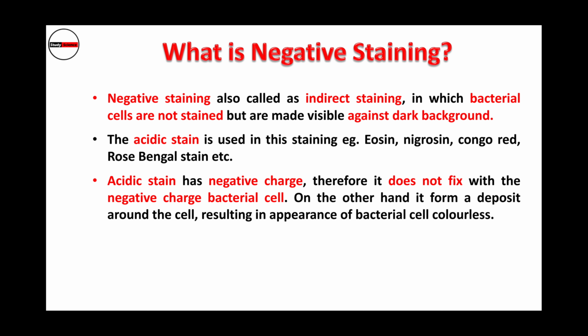These are all acidic stains. Acidic stain has a negative charge, therefore it does not fix with the negatively charged bacterial cell because negative repels each other. On the other hand, it forms a deposition around the cell, resulting in the appearance of bacterial cells as colorless, because we see the background in dark color and the bacterial cells are colorless.